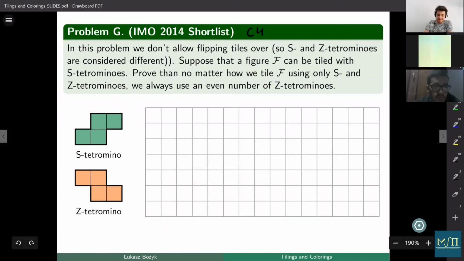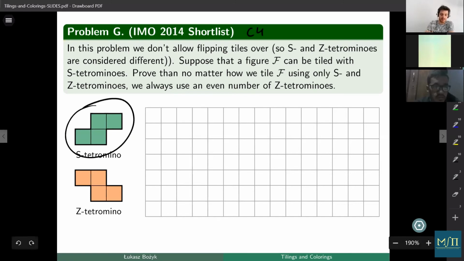And the problem reads as follows. Now we have S and Z tetrominoes. Now they differ, so we are not allowed to flip them over to the other side, right? So S and Z are different shapes. And we suppose that some figure or some polygon can be tiled with S tetrominoes only.